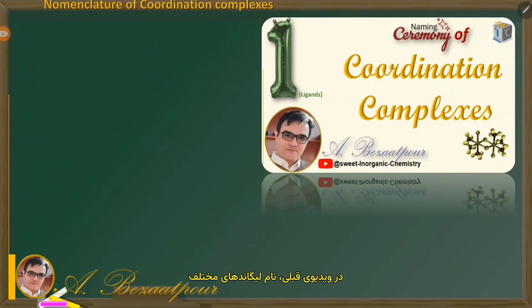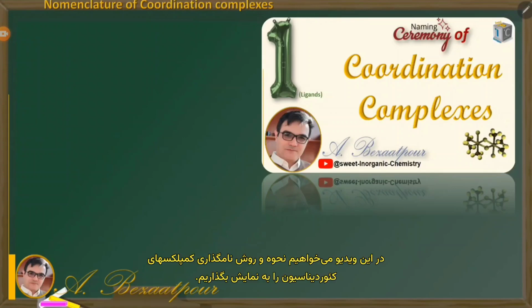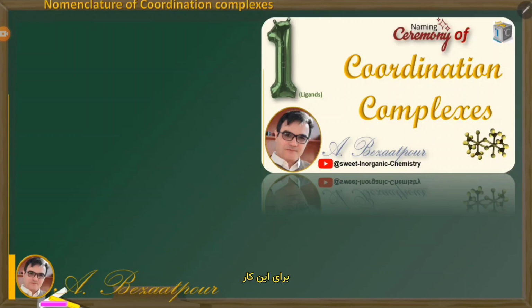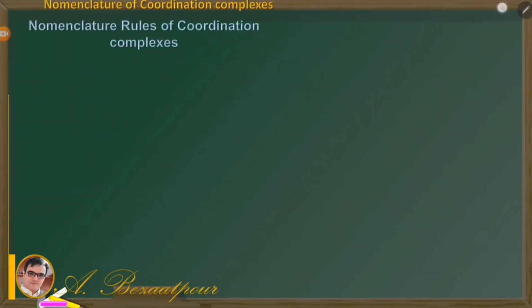In the previous video, the names of different ligands were discussed when placed in the primary coordination sphere. In this video, we want to show the way and method of naming coordination complexes. To do this, it is enough to remember a few simple rules. Nomenclature rules of coordination complexes.